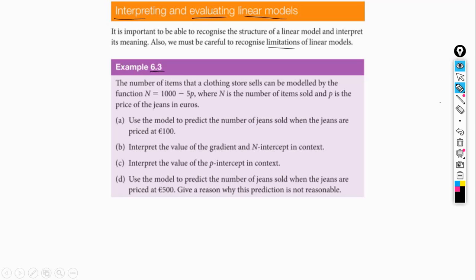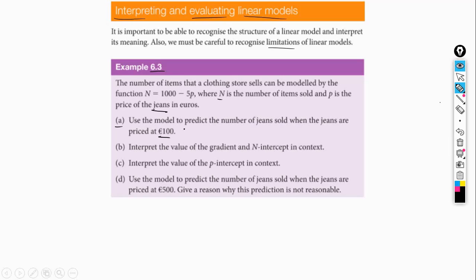It says, the number of items that a clothing store sells can be modeled by the function n equals 1000 minus 5p, where n is the number of items sold and p is the price of jeans in euros. Part A, use the model to predict the number of jeans sold when the jeans are priced at 100 euros.